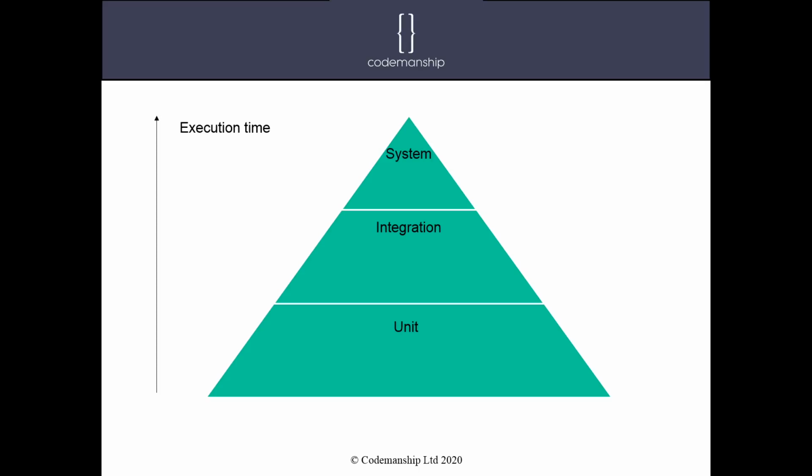And then finally, at the top of the pyramid, the least number of tests are the ones that test our system end to end. So maybe, for example, browser-based tests for our web application or that kind of thing. Now, if we want the bulk of our tests to be fast running, we want to be able to test as much of the logic of our system using unit tests.